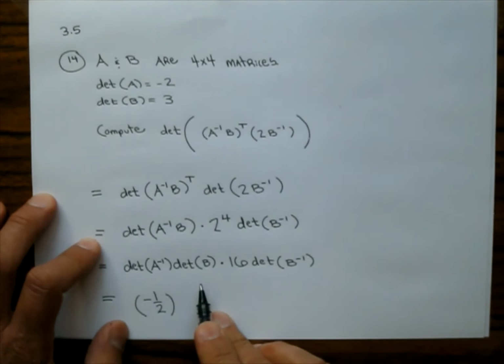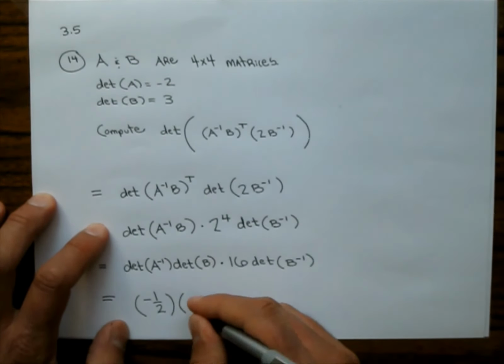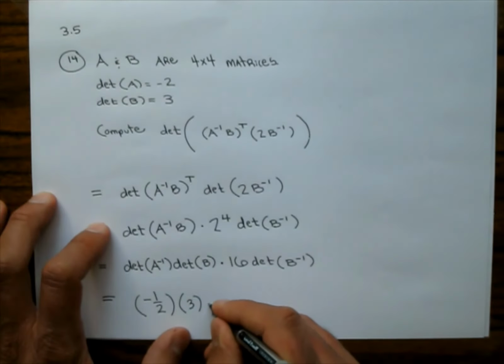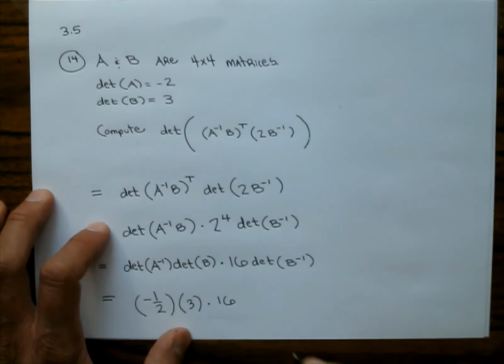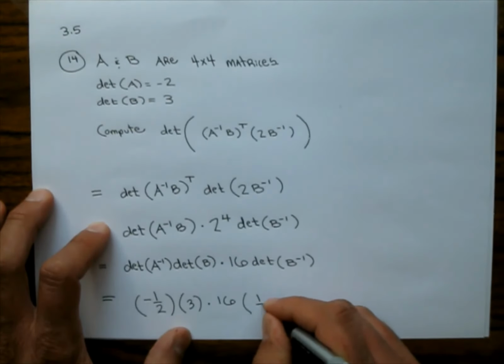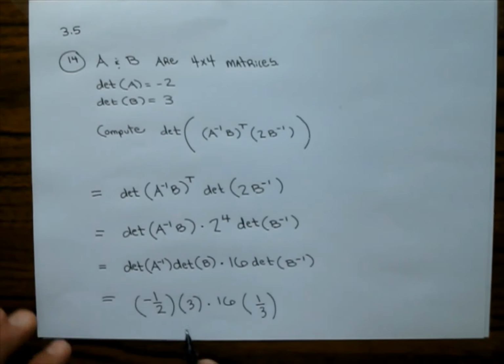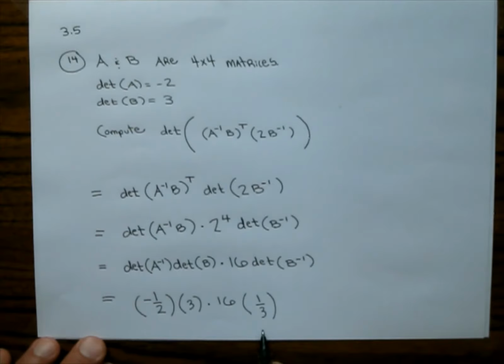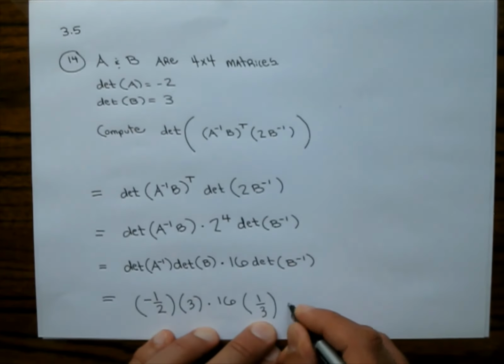Determinant B, well, it's just right there. That is just 3. And then we have a 16 here. And then we have determinant B inverse, which is the reciprocal. So this is 1/3. The 3 and the 1/3 become 1 when you multiply them. And then you have 16 times negative 1/2. This is going to give you a negative 8.